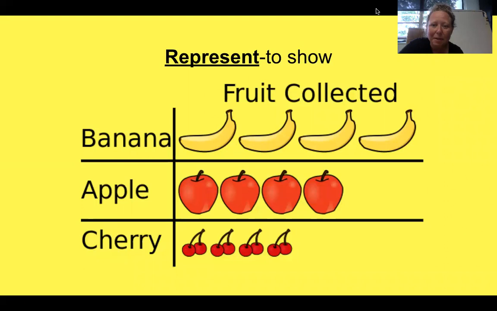The next vocabulary word we're going to look at is represent. And to represent means to show something. On this picture on the screen, it is showing fruit that has been collected. What are the types of fruits that were collected based on this picture?